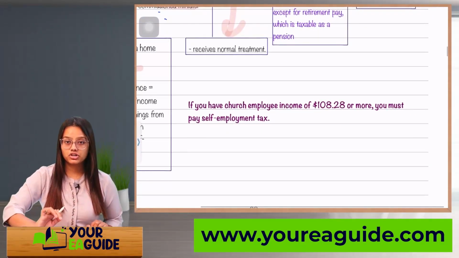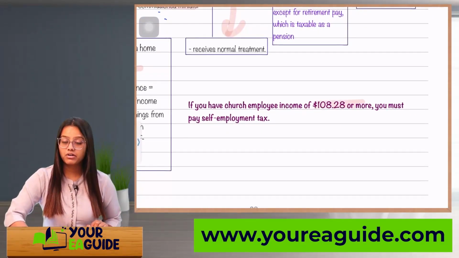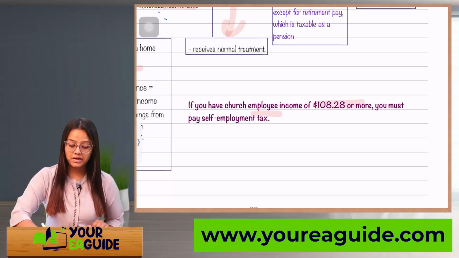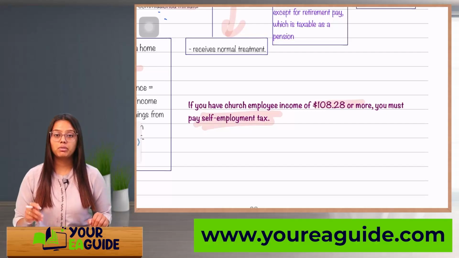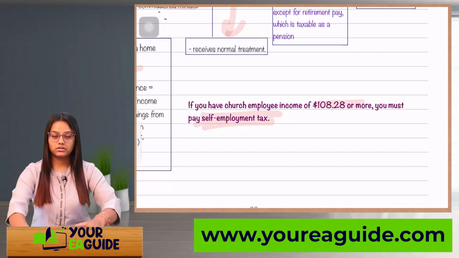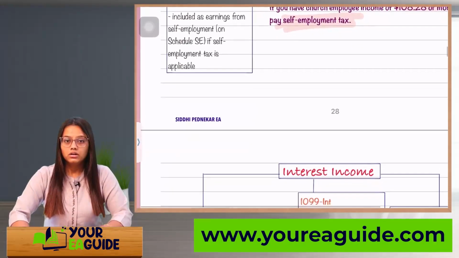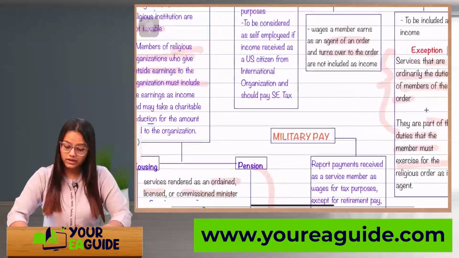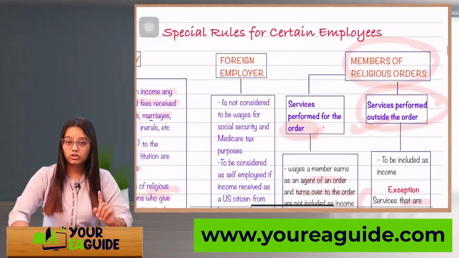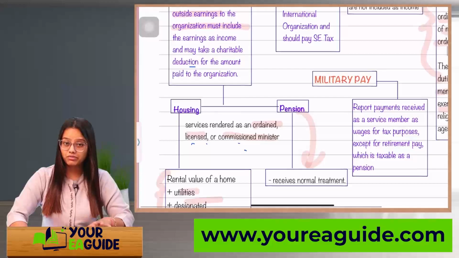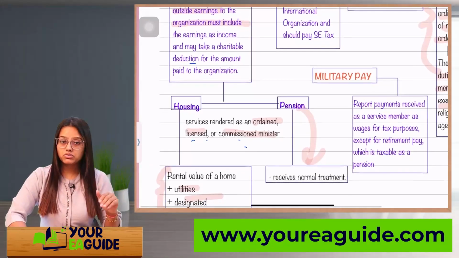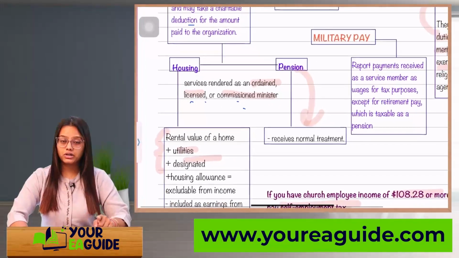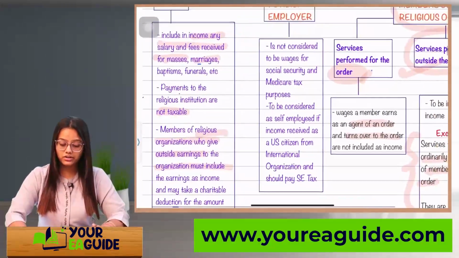If you have a church employee who is going to receive $108.28 or more, you must pay a self-employment tax. The person will be paying a self-employment tax for that. In the regular book, please go and check our regular book. There is one example on this, very well drafted, okay? The amounts and all are given. So please refer to that to understand this housing related allowance.